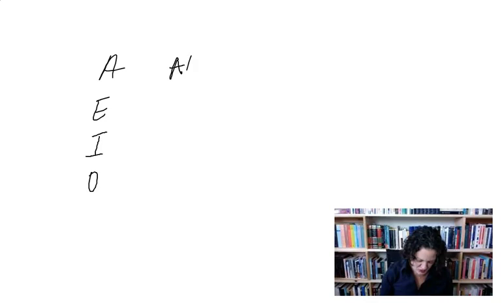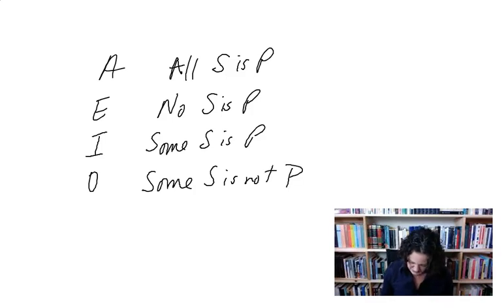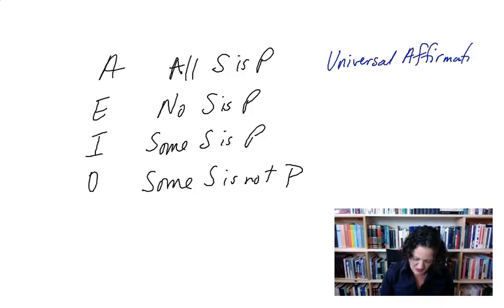So we have all S is P, no S is P, some S is P, some S is not P. Another thing we should remember is that each of these we can identify in terms of quantity and quality. Remember that? So A is a universal affirmative, and I will abbreviate that with a UA. And E is a universal negative.